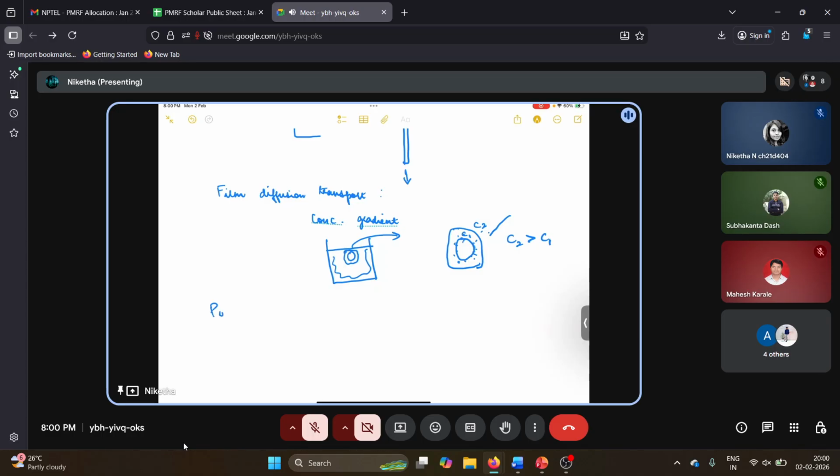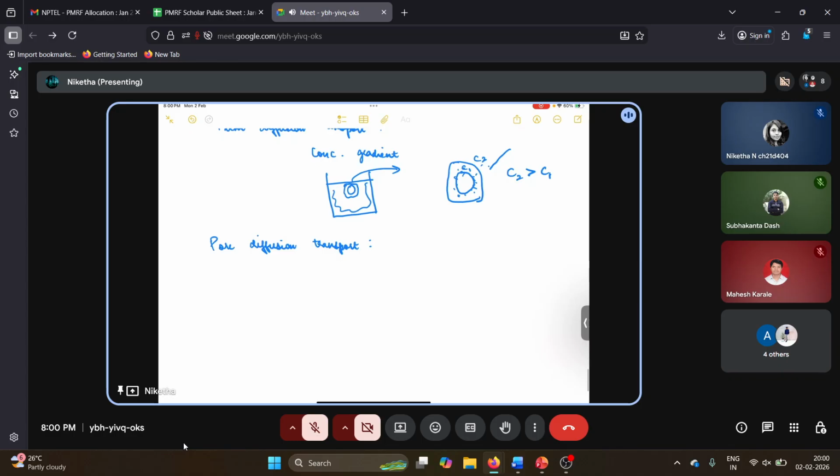And then we have pore diffusion transport. This is the final stage of transport. This is also driven by concentration gradient, but here the concentration gradient is not between the film and the bulk liquid. Instead, it happens on the surface of the pore. So imagine that this is your activated carbon, and what I'm drawing is a structure of a pore. So this is going to be your pore.